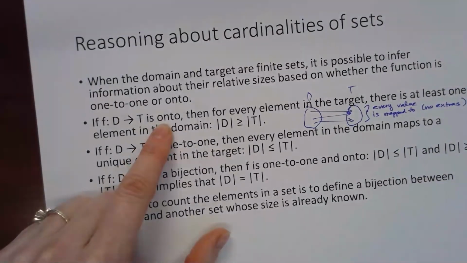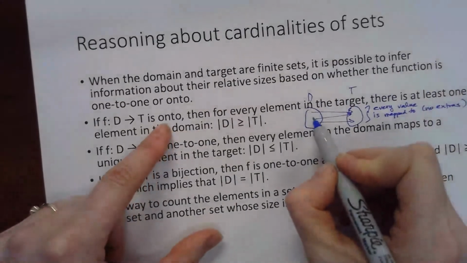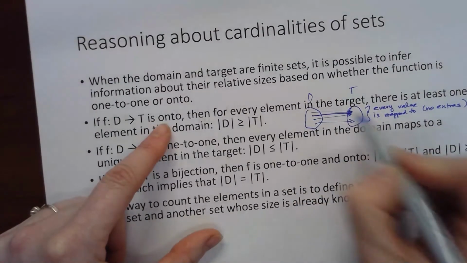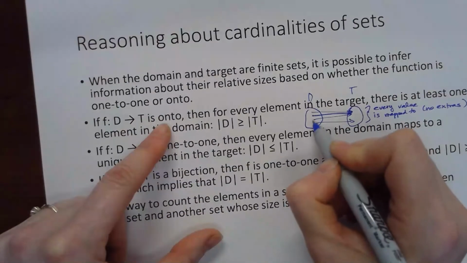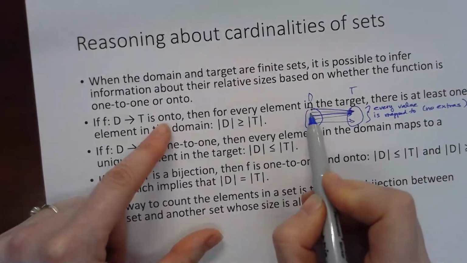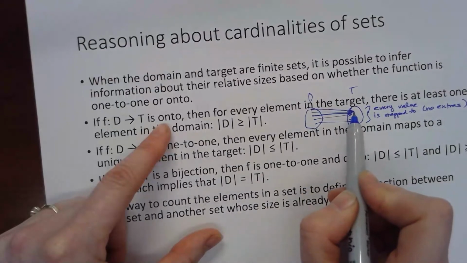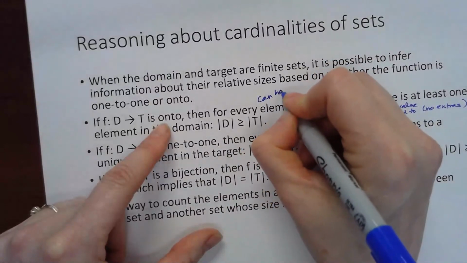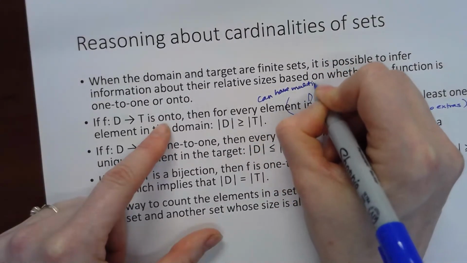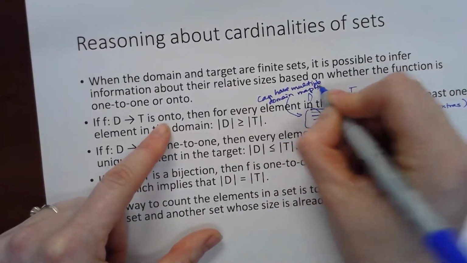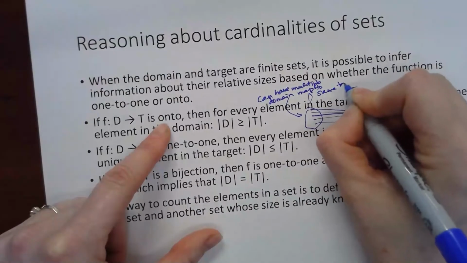But we didn't say the function was one-to-one. So it may be that we have things in our domain that are getting doubled up. So I might have this that maps to the same one over there, and I might have another one over here that maps to the same one. So I could have multiple values in my domain that are mapping to the same target value. So I can have multiple domain elements map to the same target.